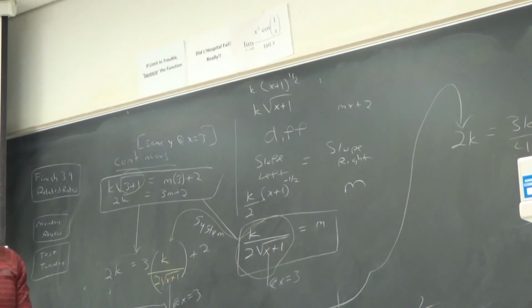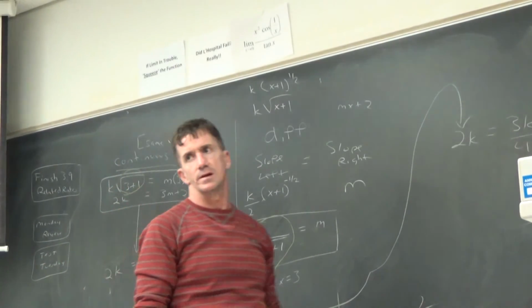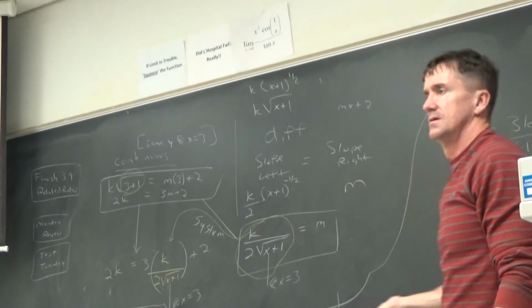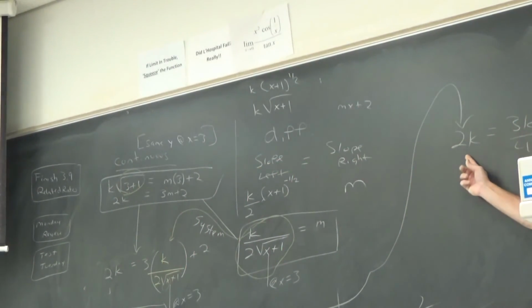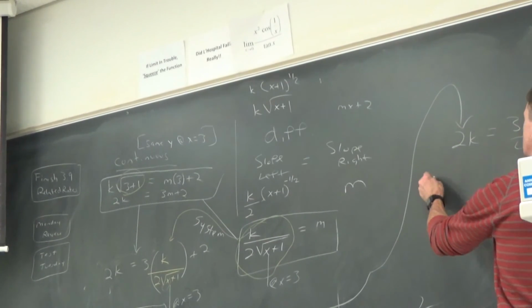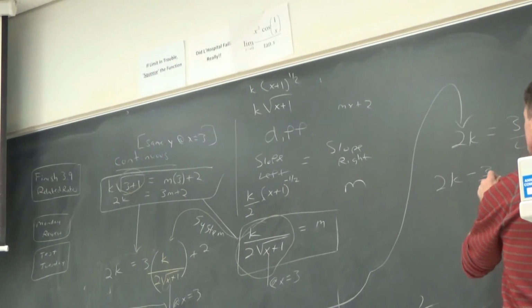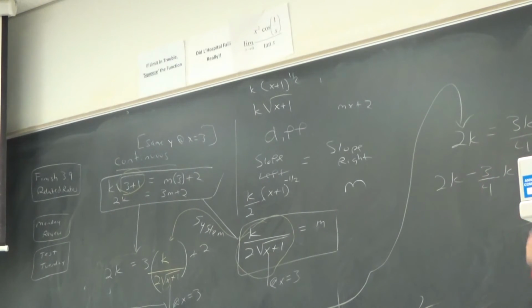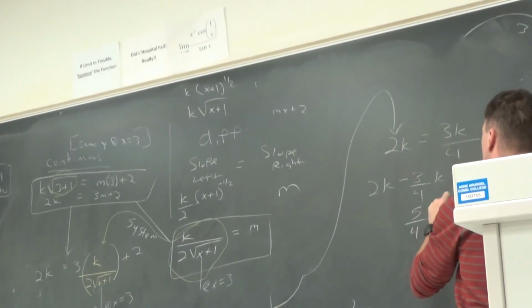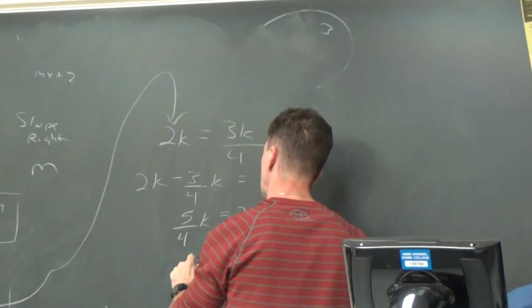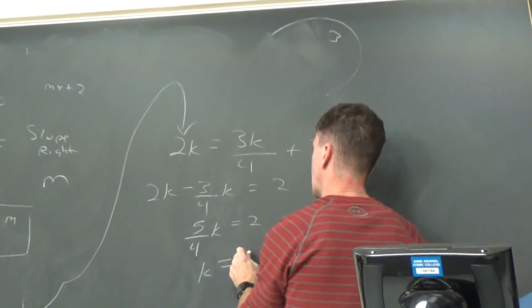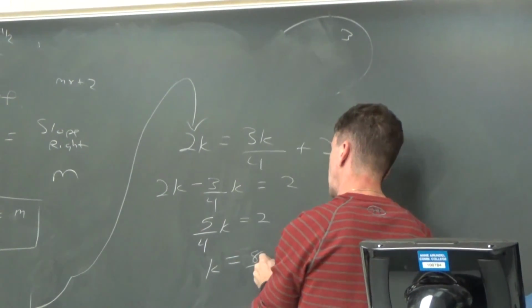How do we solve that? Want to collect your k's on one side? What's 2k minus 3/4 k? Like 2x minus 3/4 x. It's 1 1/4 x, right? What's that, 5/4? Yep. And isolate k. Multiply 4 on both sides. 8. Divide by 5.